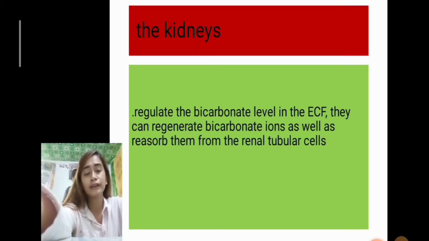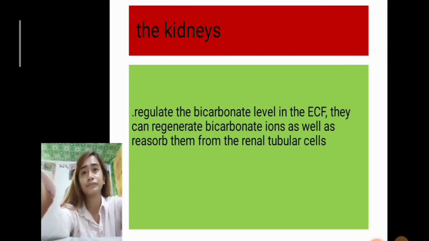The kidney regulates the bicarbonate level in the ECF. It can regenerate bicarbonate ions as well as reabsorb them from the renal tubules. The kidney filters waste material out of the blood and passes it out of the body as urine.